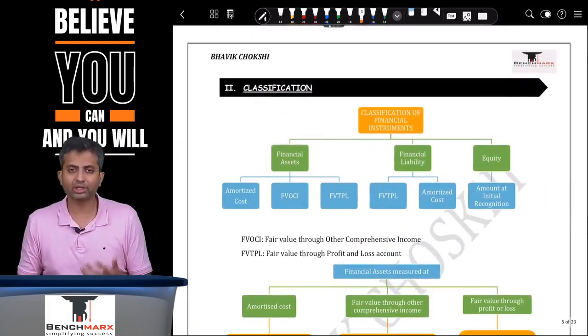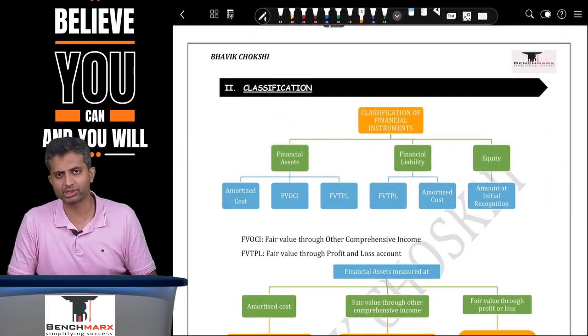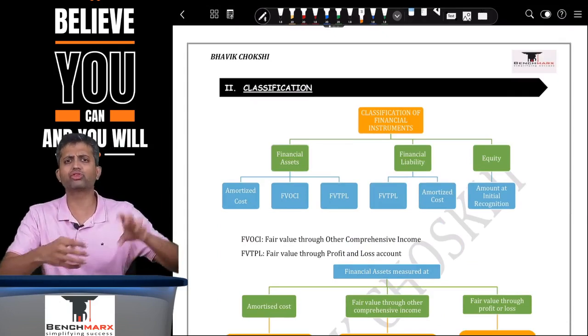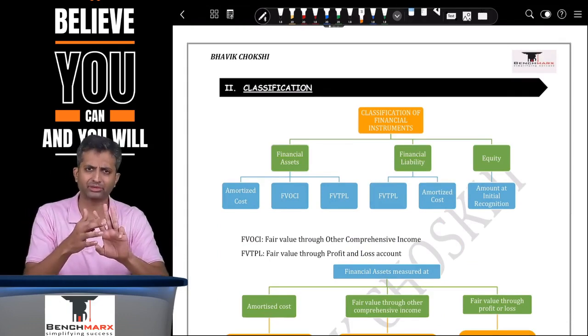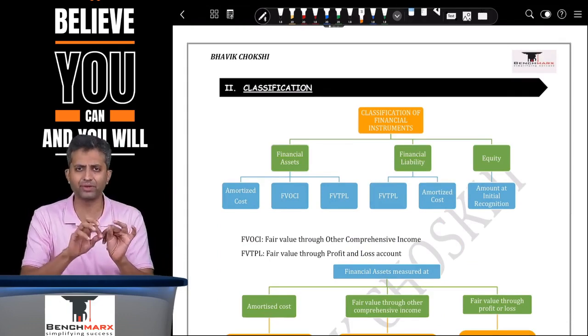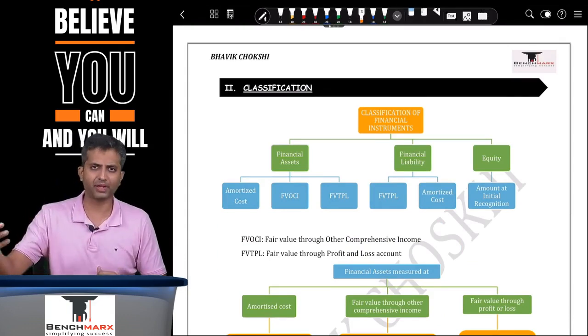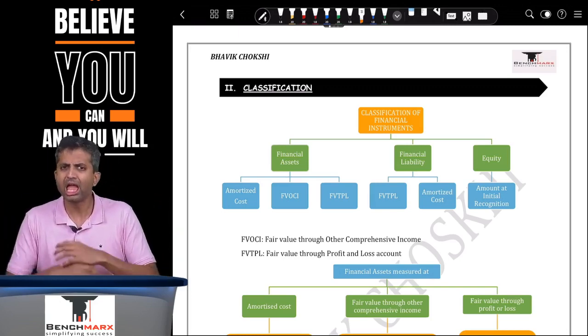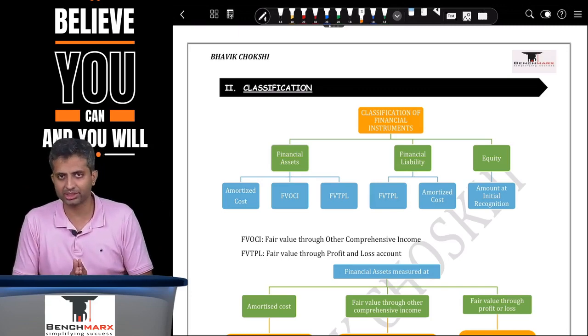Proceeding further, you go to the second part of this standard, which is on classification. Now, classification can be for financial assets. There are three main classifications: amortized cost, FVOCI, FVTPL, or for financial liabilities, where there are two main classifications: amortized cost as well as FVTPL, and equity, where there is just a single classification.